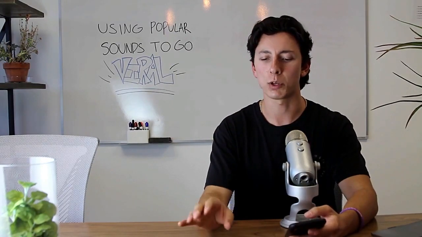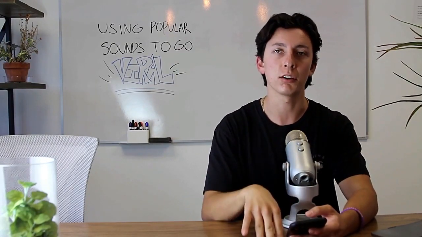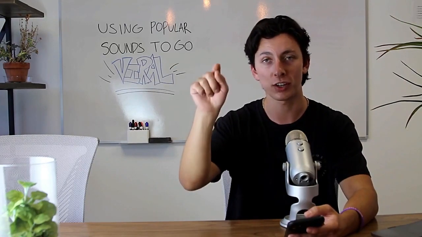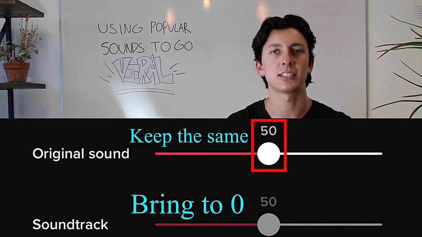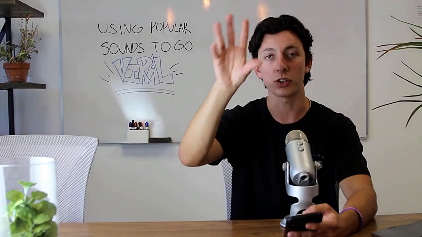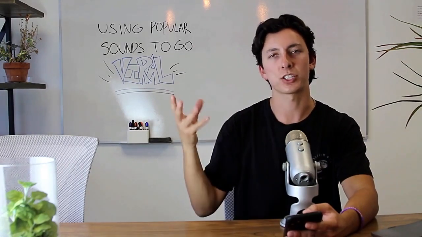creating a video and we want the audio from the video, what we like to do is use the trending sound, but what you can do is turn it down on your video and still use that trending sound, and it still populates on the For You page of people that watch that sound.